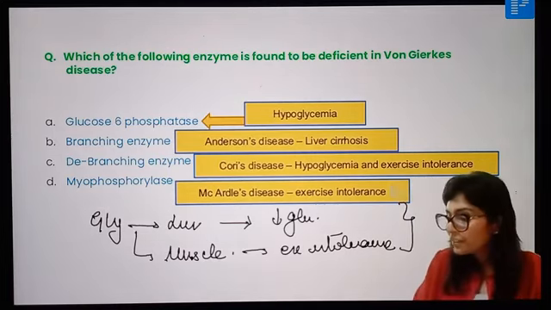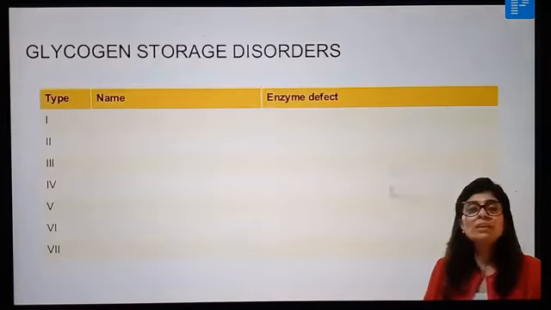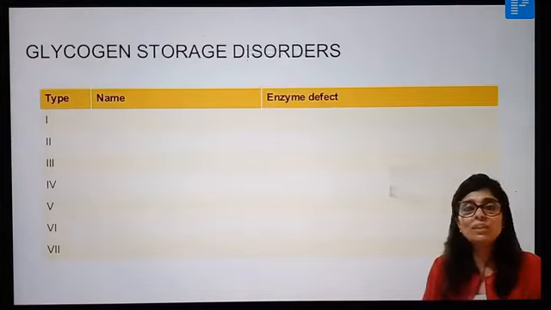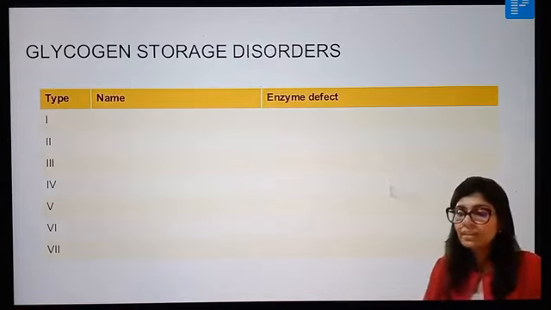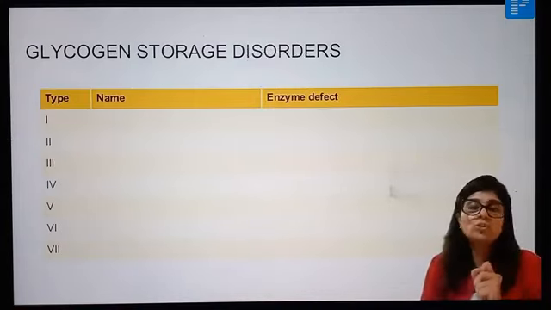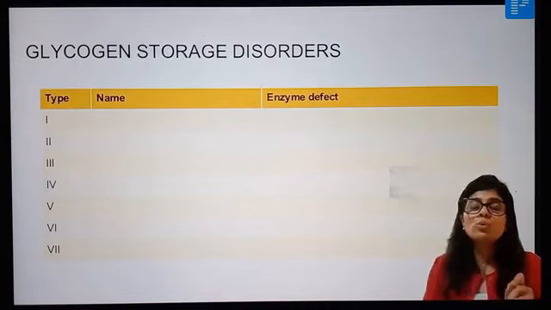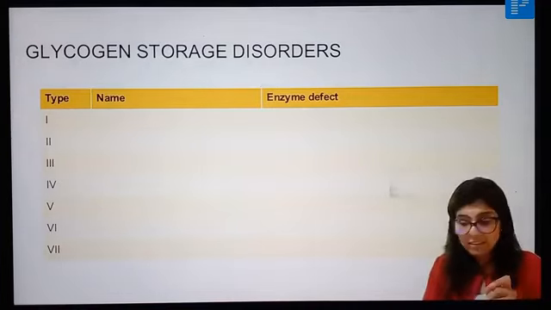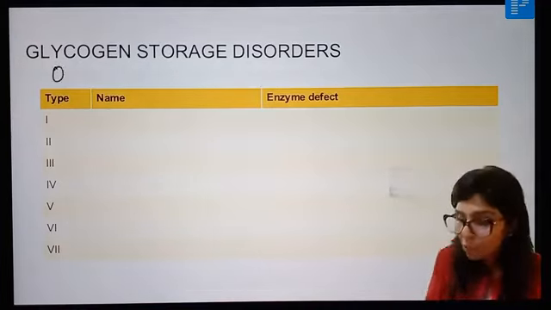Okay, let's first fill up this table to learn all 8 glycogen storage disorders and their enzyme defects, and then I will tell you the classification. I said 8 glycogen storage disorders, but I've shown you only 7 Roman letters. So what is type 0?